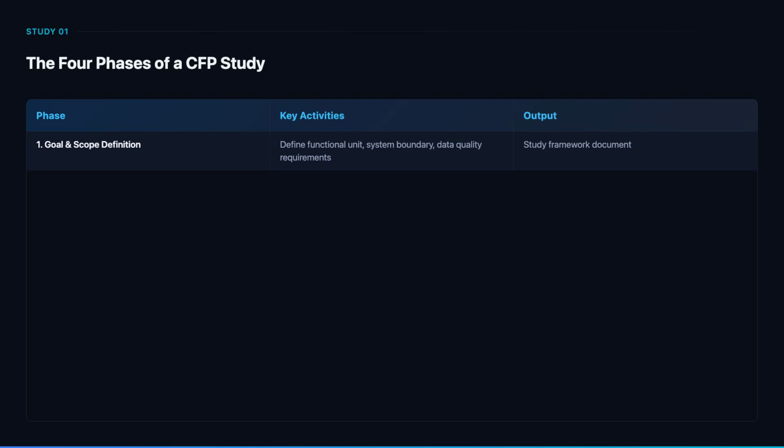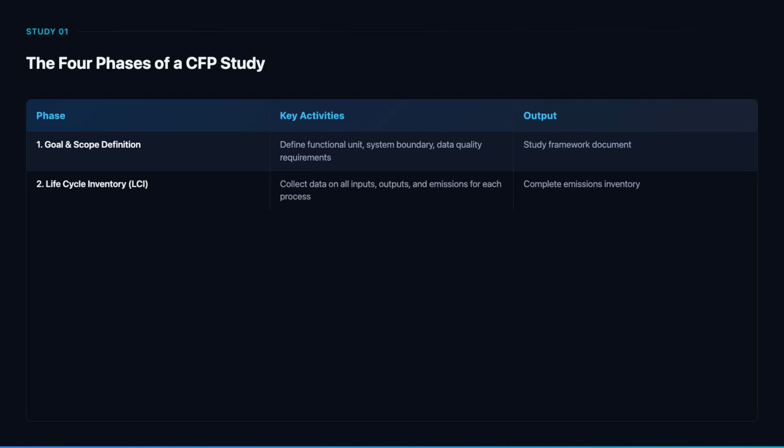You specify the functional unit, set the system boundary, identify cutoff criteria for excluding minor processes, define data quality requirements, and document allocation procedures for multi-product processes. This framework document guides all subsequent work.